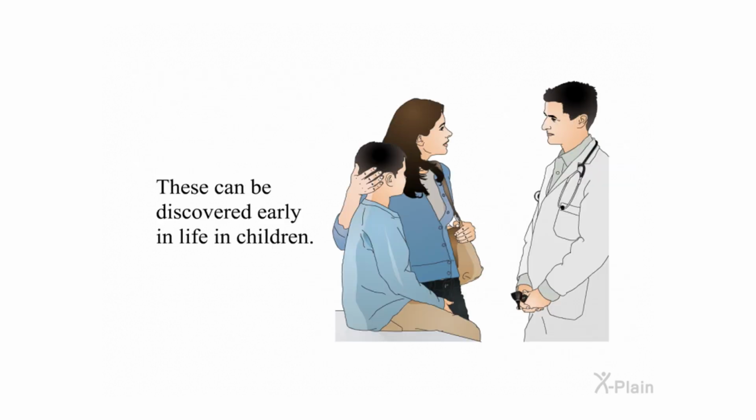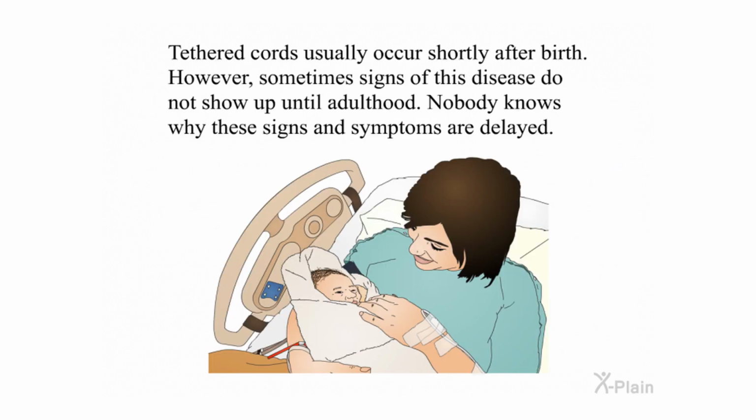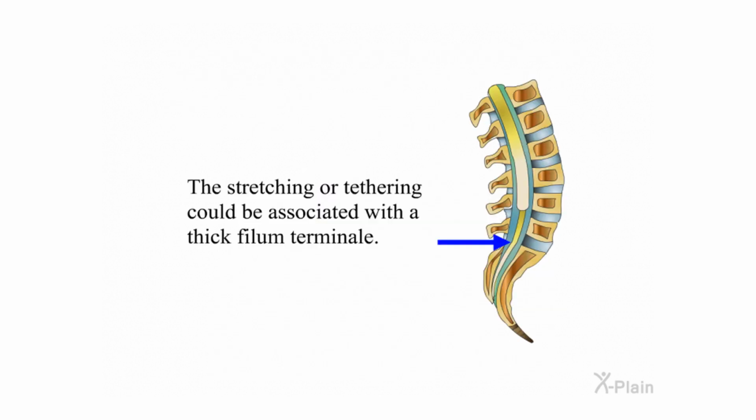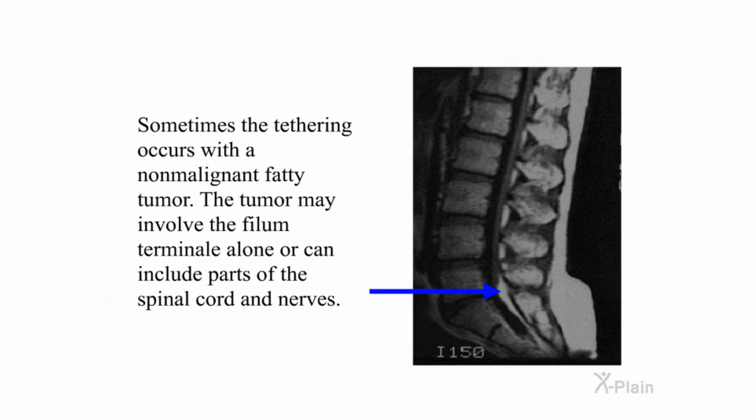These can be discovered early in life in children. Tethered cords usually occur shortly after birth. However, sometimes signs of this disease do not show up until adulthood. Nobody knows why these signs and symptoms are delayed. The stretching or tethering could be associated with a thick filum terminale. Sometimes the tethering occurs with a non-malignant fatty tumor. The tumor may involve the filum terminale alone or can include parts of the spinal cord and nerves.